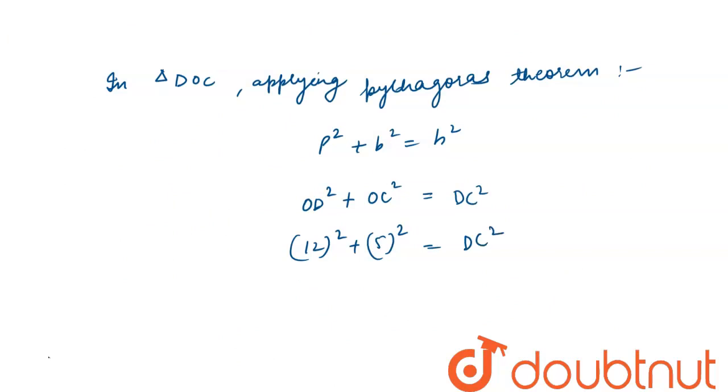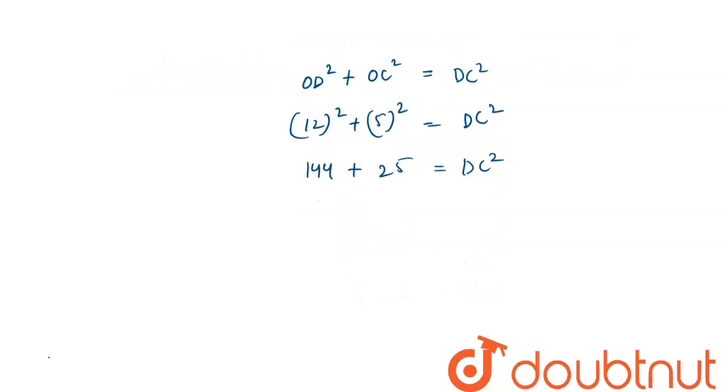Okay, so 12 into 12 is 144 and 5 into 5 is 25, and here we will get 169 equals to DC square. Okay, so DC will be under root of 169. Taking this square to this side, we will get square root of 169, and square root of 169 is 13. So we get side of the rhombus as 13 centimeter.